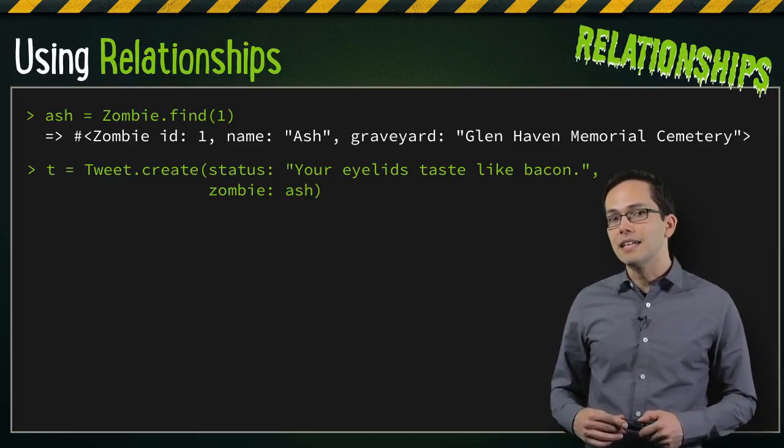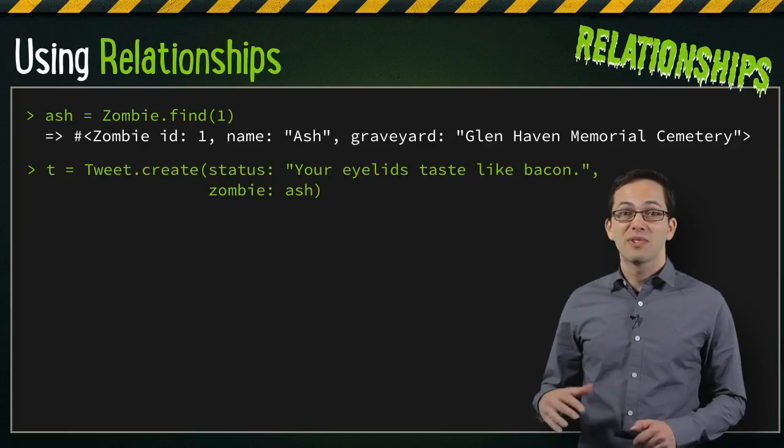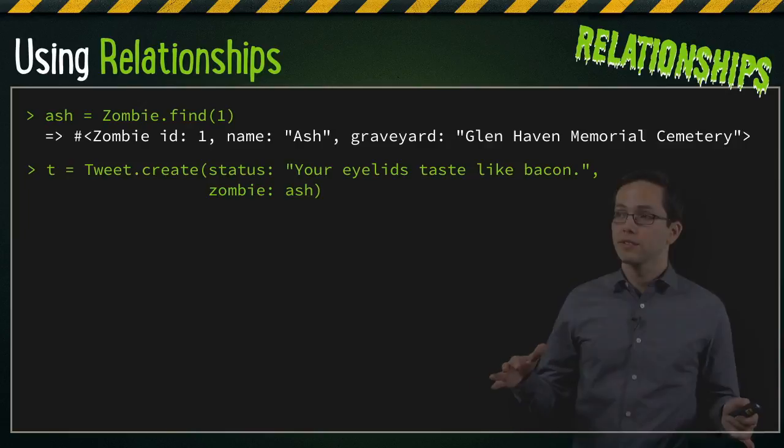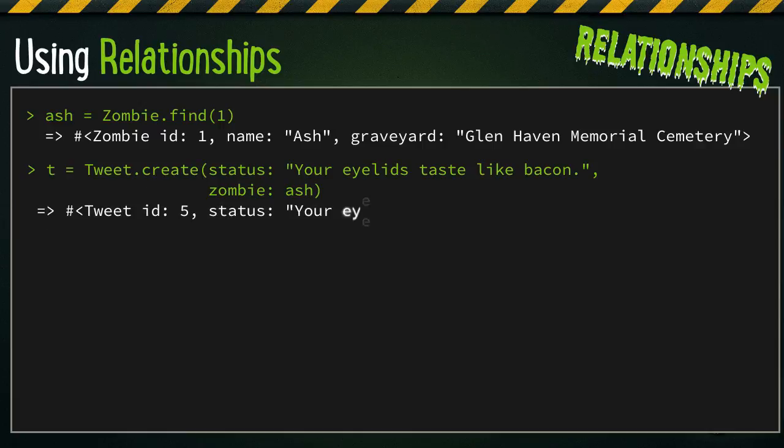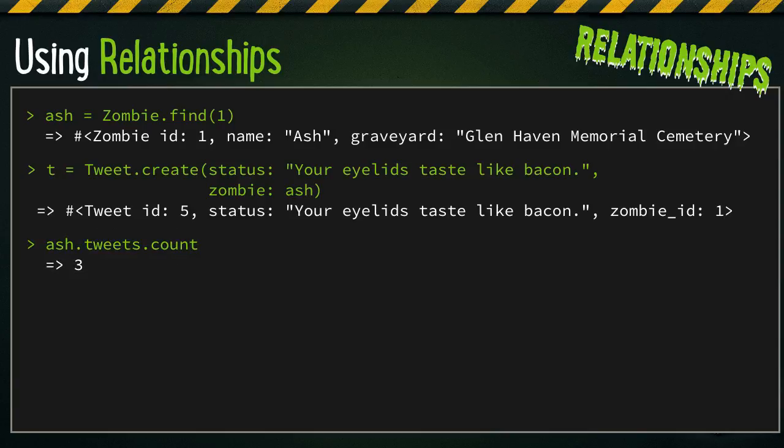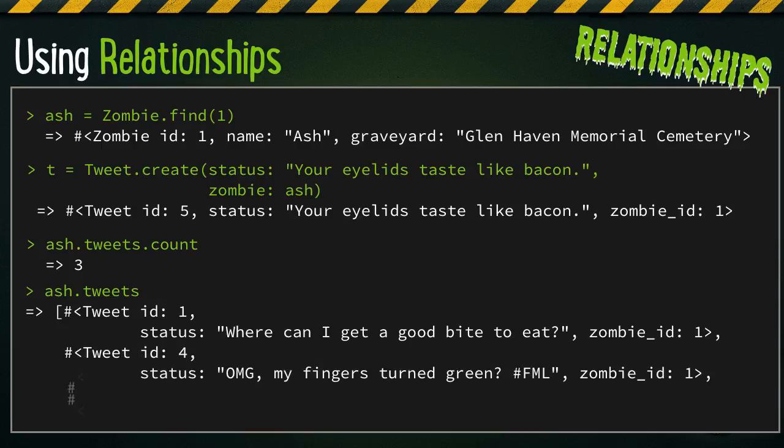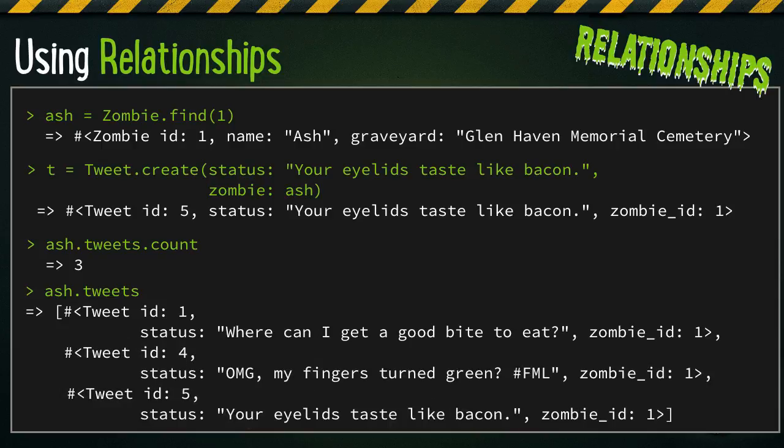So we're actually sending in the zombie object, and Rails is going to take care of all the mapping for us. You'll notice here what gets returned is our new tweet that has an ID of 5. It created the ID for us, the proper status, and it has zombie ID 1, which of course is Ash's ID. Now if we call ash.tweets.count, it's going to return that Ash has 3 tweets now. And now if we call ash.tweets, which is using the has_many association, it's going to return an array with 3 instances of tweets which belong to Ash.